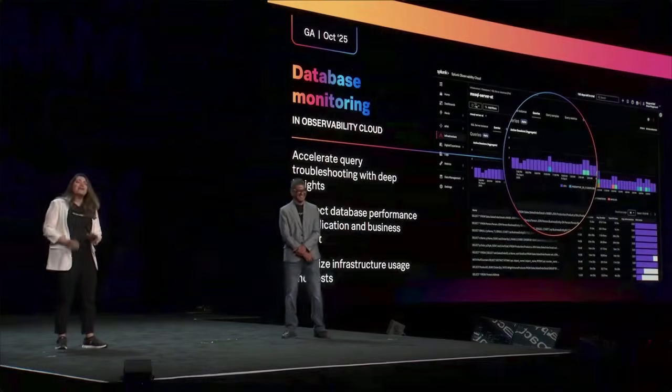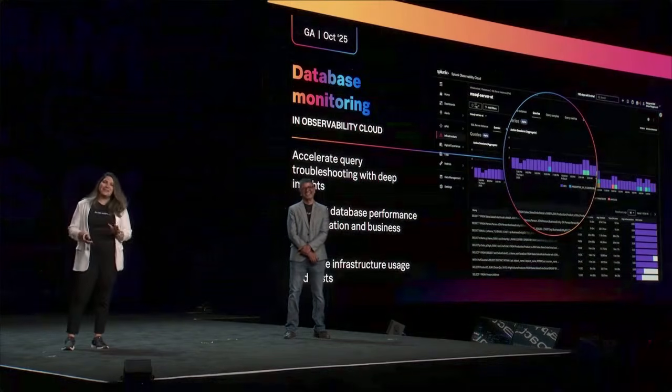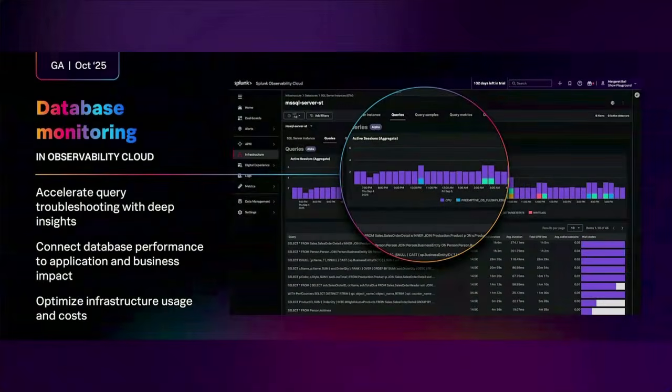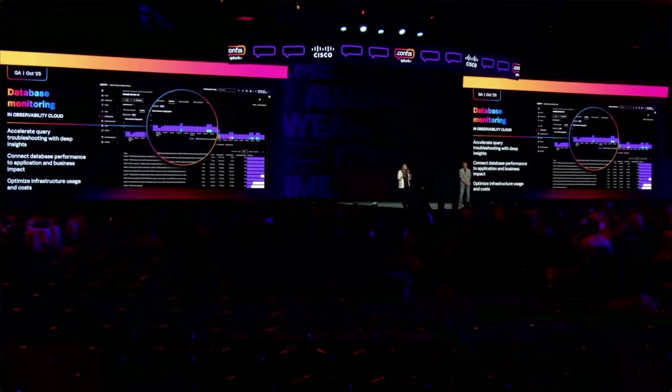Now, we all know it's all about that database. We have always given you a view to database from application and infrastructure. But with database monitoring, now we are providing deep query insights. You can see CPU time, wait time, even execution plans. And it's all correlated with, you guessed it, your business metrics. You can uncover heavy patterns, right-size capacity, so you can cut spend without sacrificing quality and performance.